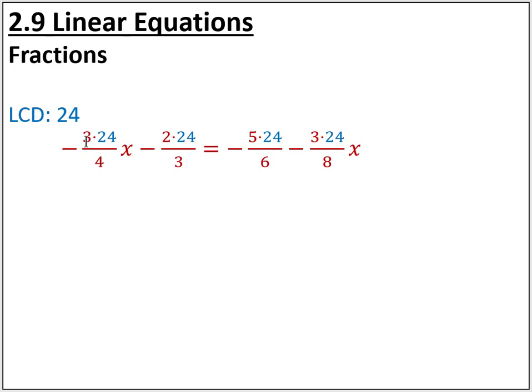After I multiply, in the first fraction I have 3 times 24. In the second fraction, in the numerator, 2 times 24. In the third fraction, in the numerator, 5 times 24. And in the last fraction, in the numerator, 3 times 24. The reason I wrote it in this format is that when it comes to multiplying, we can actually simplify the fraction. And I repeat, only when it comes to multiplying. We can only do this step if it's multiplying.